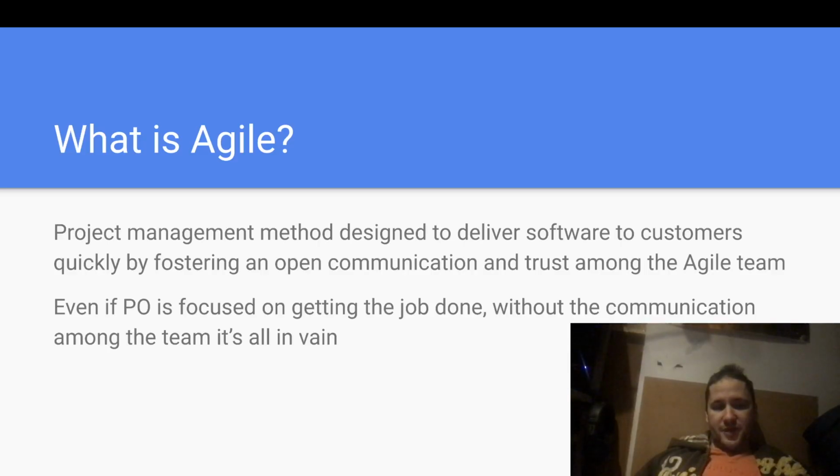So the thing is that even if the PO, the product owner, is focused on getting the job done, without the communication among the team, it's basically all in vain. So the focus here is on having open communication within cross-functional teams.